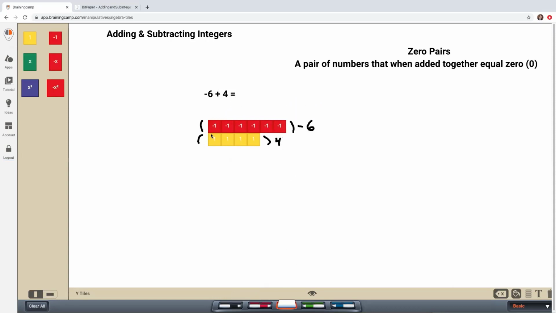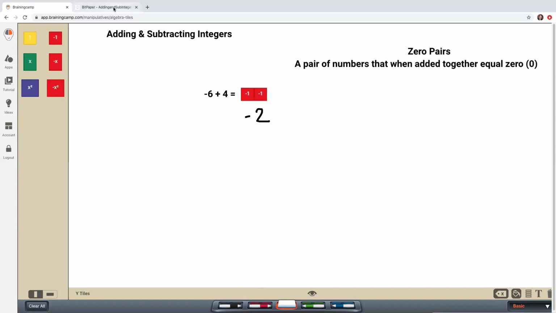Looks like now I can create zero pairs since I have some positives and negatives. My zero pairs are going to equal 0. And the quantity or the amount that I have left is my answer. So I have -2 left after adding -6 plus +4. Move this up here, and this is my answer, -2. So that's adding integers using algebra tiles.